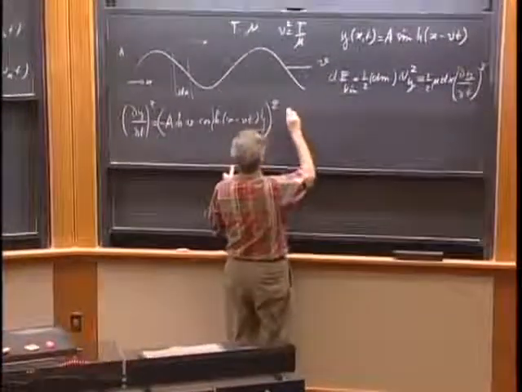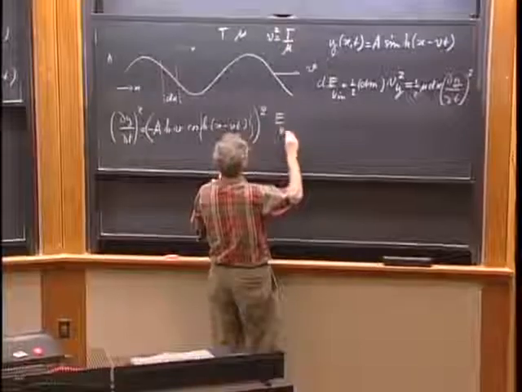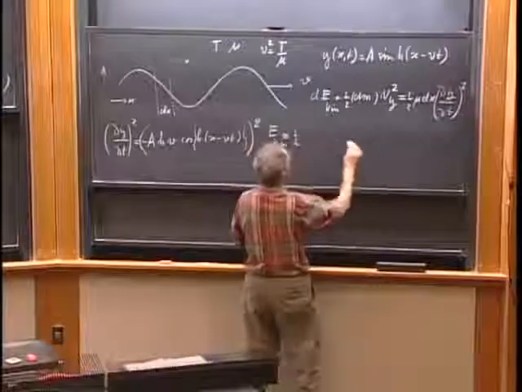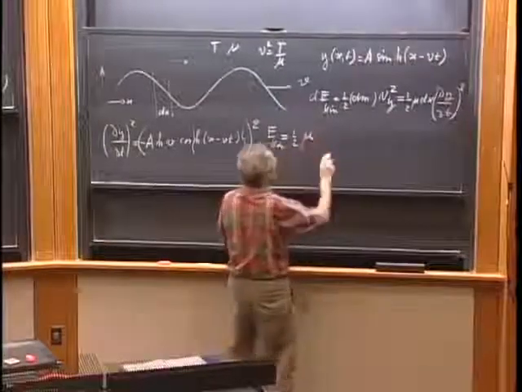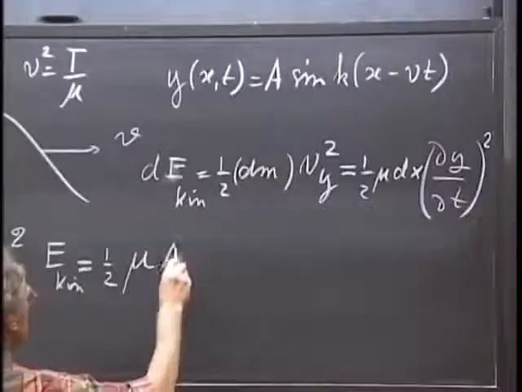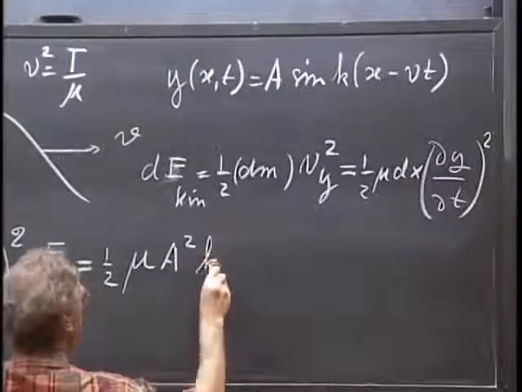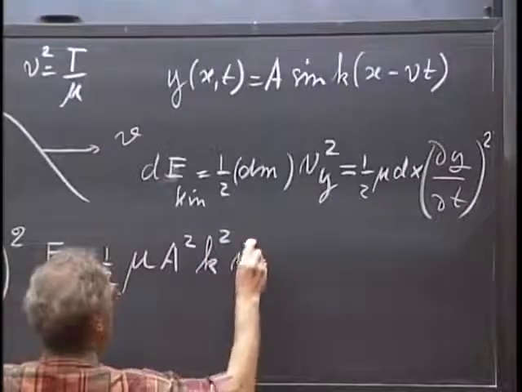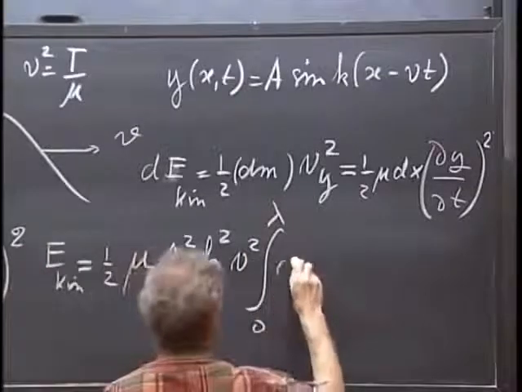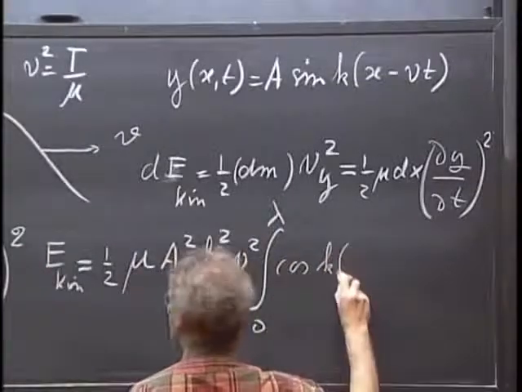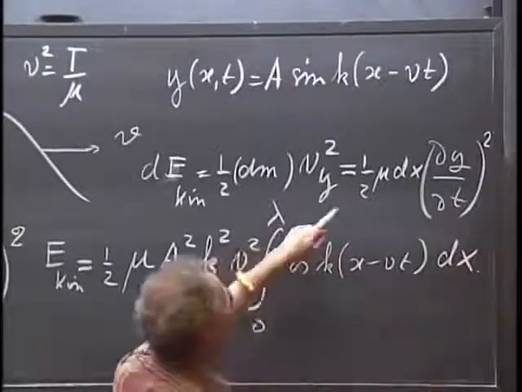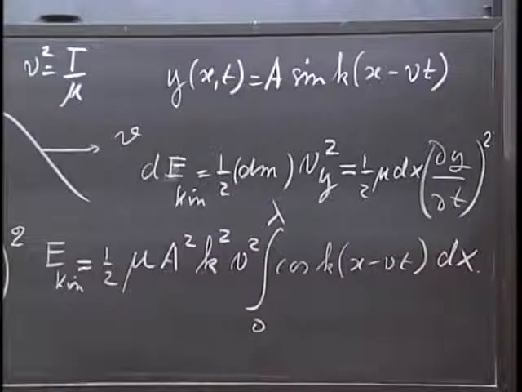I'm going to write down here now E kinetic. Now follow me closely. I have a half, I have a mu. And then I get the dy/dt squared, so I get an A squared, I get a K squared, I get a V squared. And then I get the integral from 0 to lambda of this function, cosine squared of k(x minus vt), and then I have my dx, which is this dx. That's what the integral is in the direction of x, yeah?